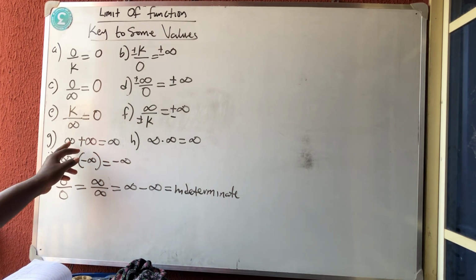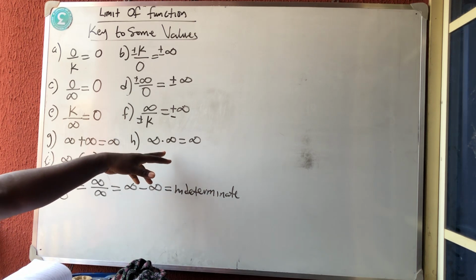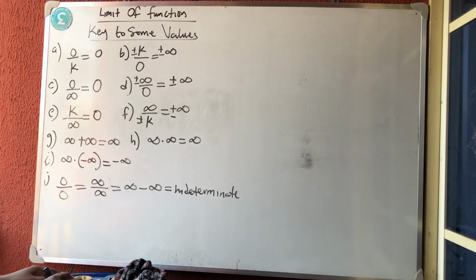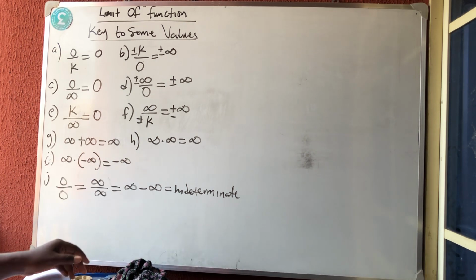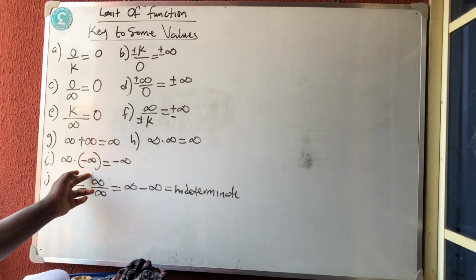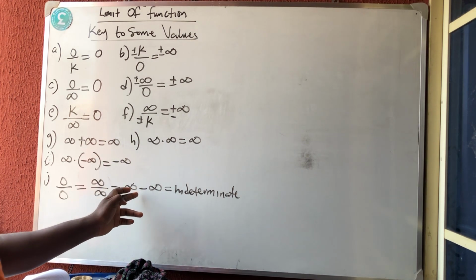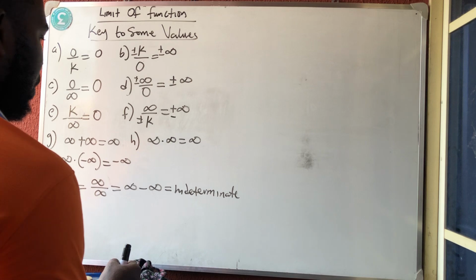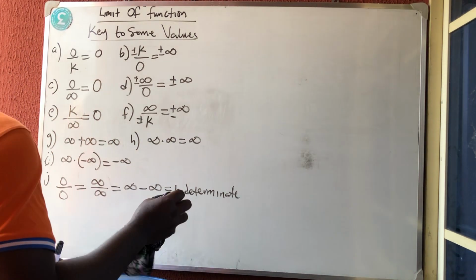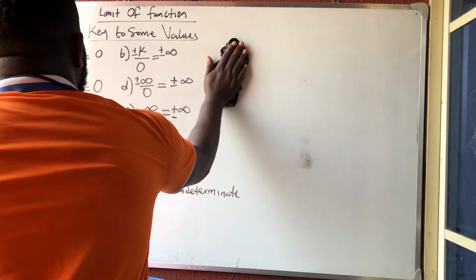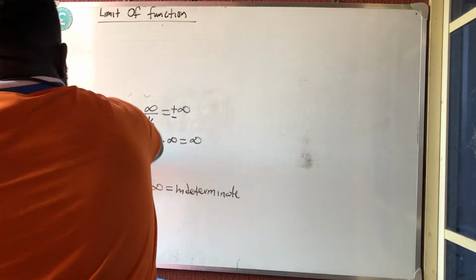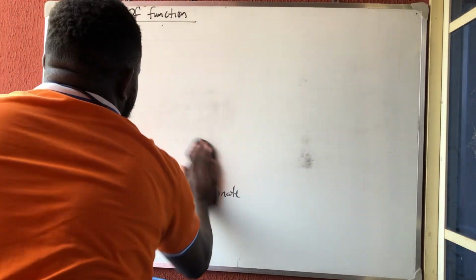Then infinity plus infinity is infinity. Infinity times infinity is infinity. Then infinity times negative infinity, remember that plus times minus is minus. 0 over 0, infinity over infinity, and infinity minus infinity are all indeterminate. We cannot determine them. So from here, let us now solve some questions on limit.